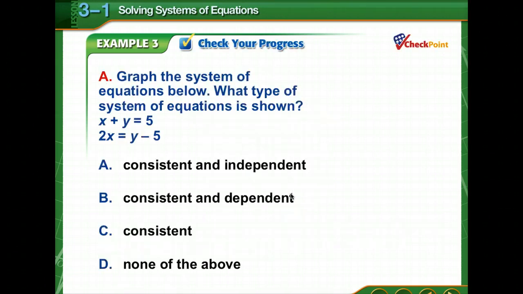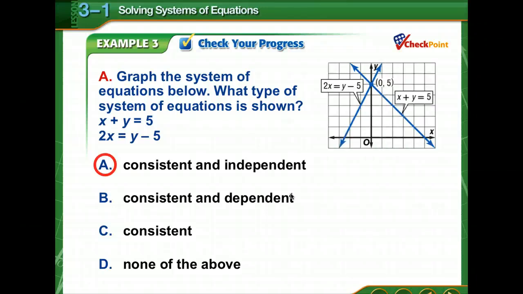Okay, time to check your progress. So pause for a moment. What are you going to do first? Did you say solve for y? Very good. You're going to put it in slope-intercept form. Then graph them to see what their classification is. Very good. They cross in one place, so they're consistent and independent.